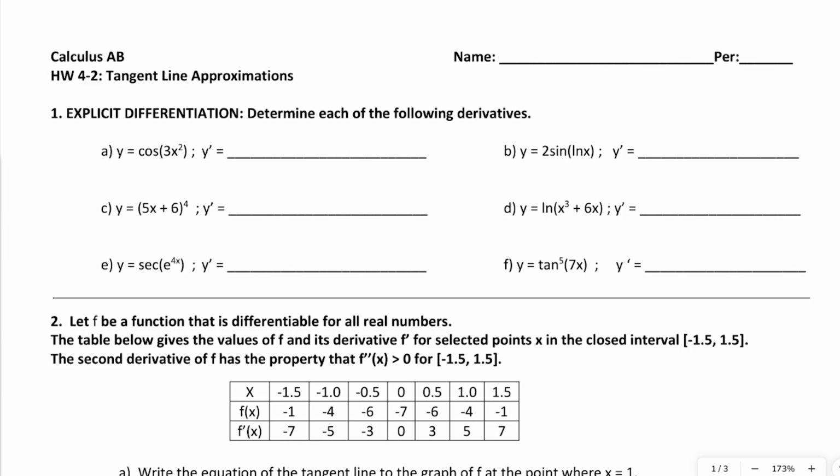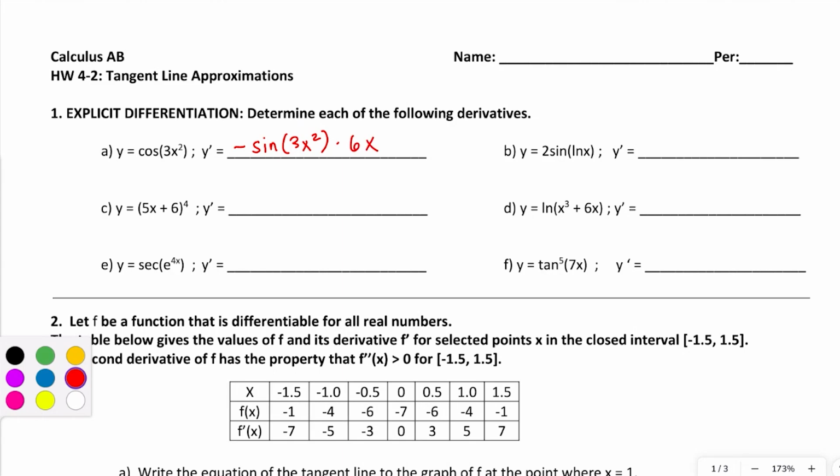So we're basically just going to be using the chain rule here. So the derivative of cosine is negative sine. Negative sine of 3x squared times the derivative of 3x squared, which is going to be 6x.